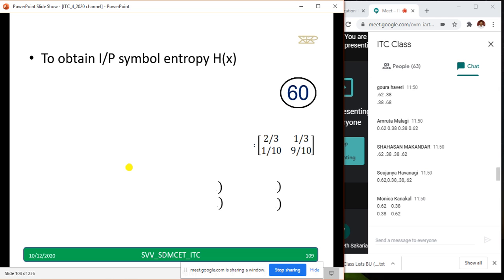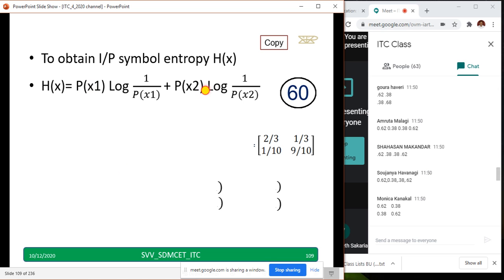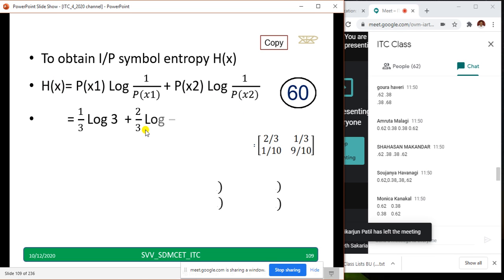To obtain the input symbol entropy, H of X, I can write probability of x1 log 1 by P of x1, probability of x2 log 1 by probability of x2. Fill in the values and find out H of X. These two are given in the problem statement. I have written the matrix here once again if you need. These two values are given to you, 1 by 3 and 2 by 3. Fill those values and find the answer H of X equal to.